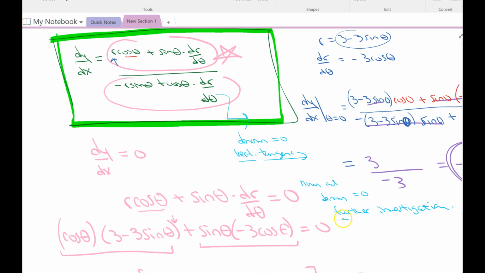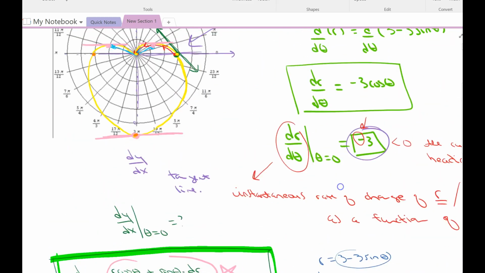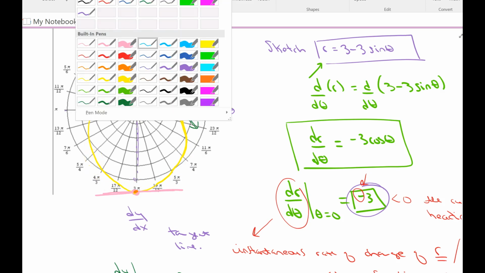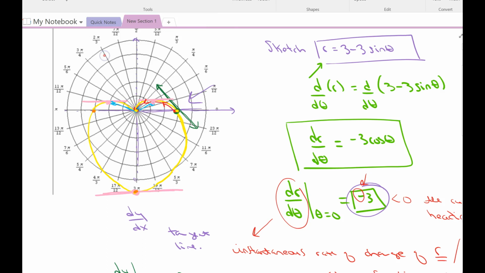And usually that further investigation is looking at the graph. So if you go back to the graph of the cardioid here, if I asked you where this curve has a point of vertical tangency, hopefully you'd see that right around here there should be a point at that value of theta where there's a point of vertical tangency.